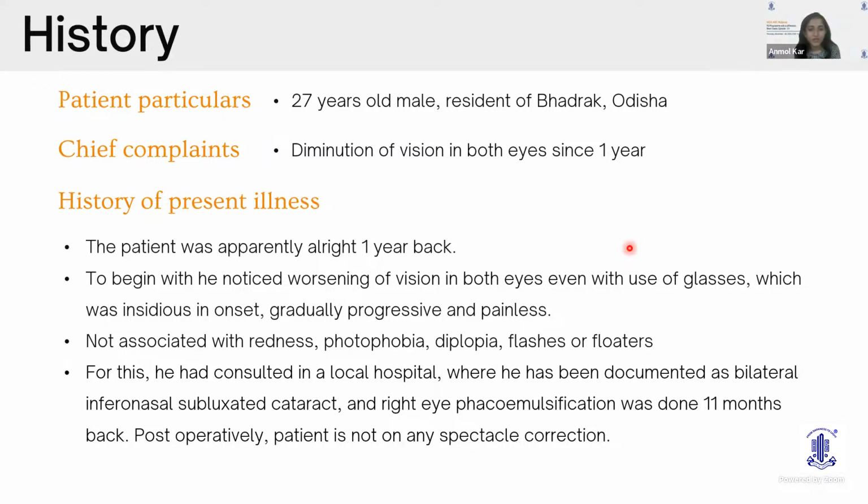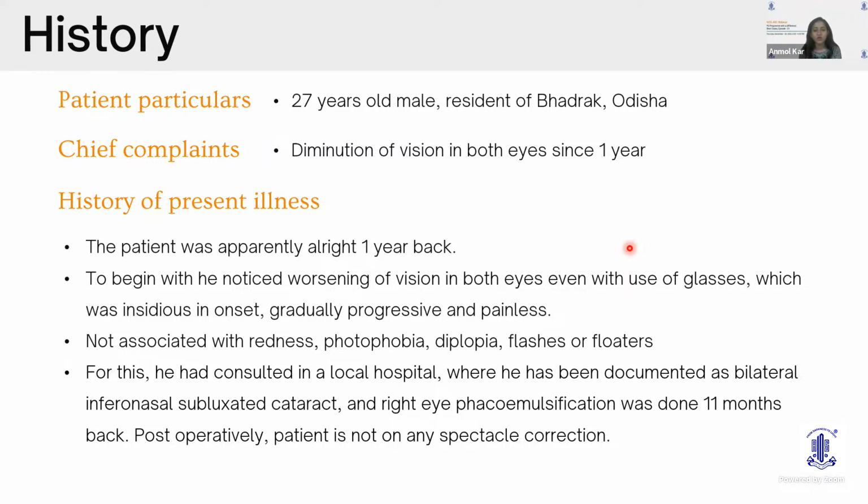The patient was apparently all right 1 year back. To begin with, he noticed worsening of vision in both eyes, even with the use of glasses, which was insidious in onset, gradually progressive and painless, and not associated with any redness, photophobia, diplopia, flashes, or floaters. For this, he consulted a local hospital outside, where he was documented as having bilateral inferonasal subluxated cataract, and right eye phacoemulsification was done 11 months back.